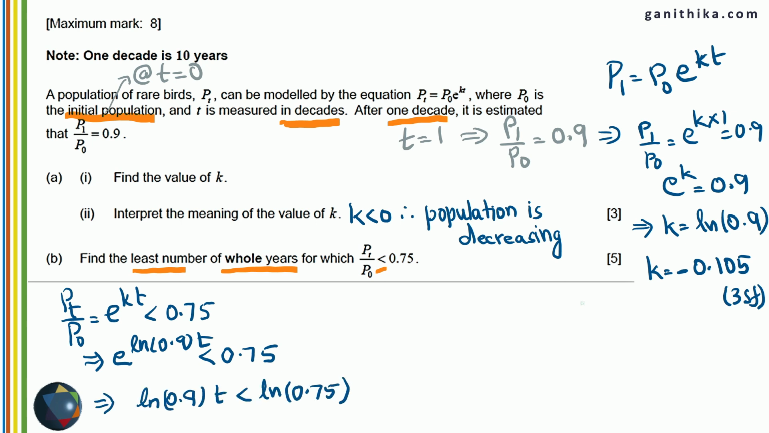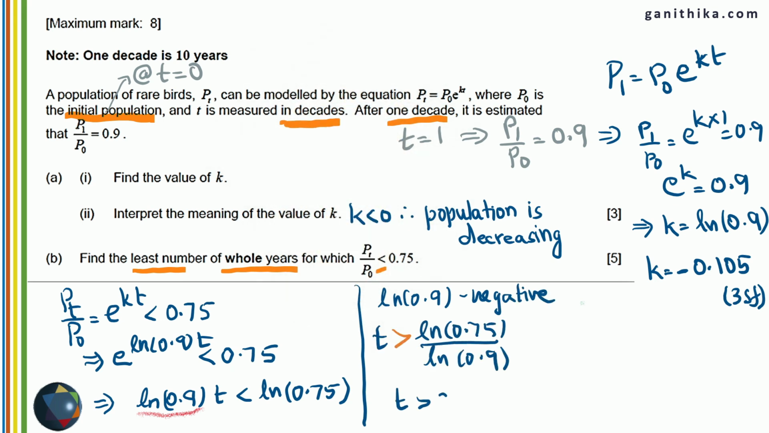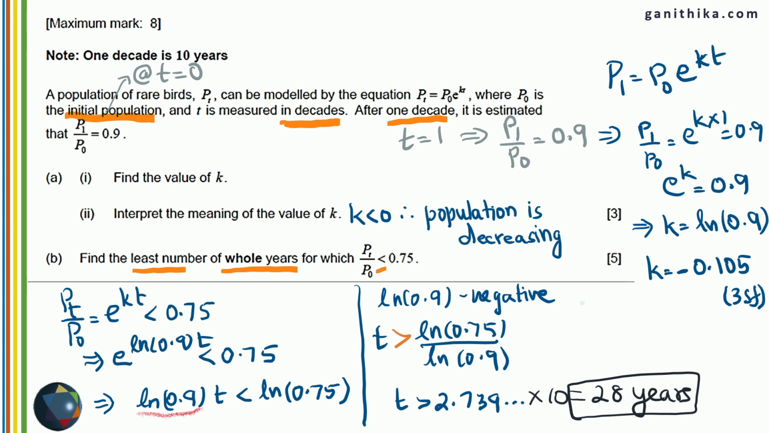Now ln of 0.9 times t is less than ln of 0.75, taking ln on both the sides. Now you have to be careful that ln of 0.9 is a negative number. Dividing by this number will change the inequality. Therefore, t is greater than 2.739, etc. And now this is in decades. For the final answer, you have to multiply this by 10 and give the answer as 28 years. So the least number of whole years for which this is less than 0.75 is 28 years, because t is greater than 28 years in this case.